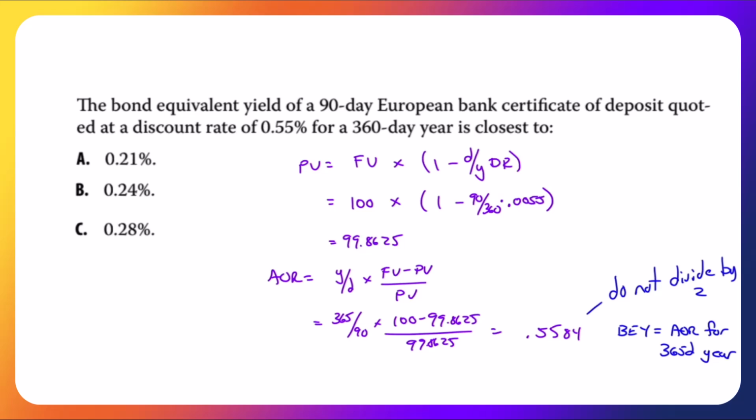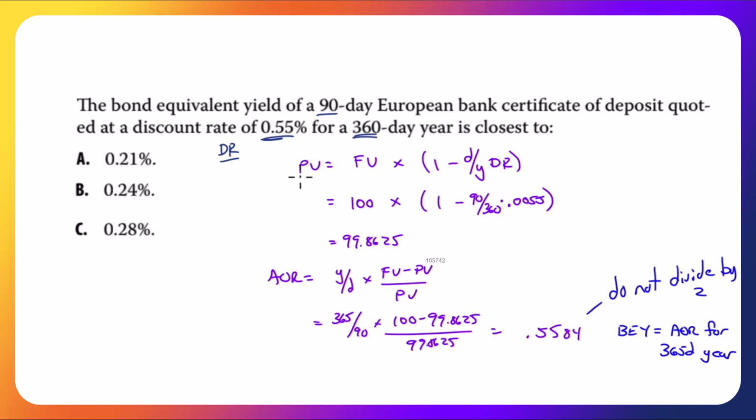All right, another question where the CFAI has gone way off the rails in the number of mistakes they've made. Bond equivalent yield of a 90-day European bank certificate of deposit quoted at a discount rate of 0.55%. So we have the discount rate for a 360-day year is closest to. We know it's 90 days and 360-day year.